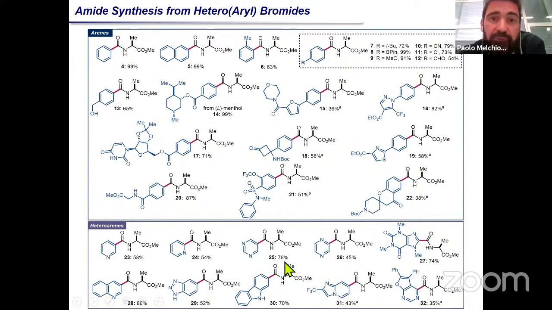Again, because of the mild conditions, the chemistry works fine with no problem. So from this aspect, I think that this photochemical strategy for the synthesis of amides can be useful, maybe in particular, to install an amide fragment at the late stage in complex molecules, let's say in complex settings.